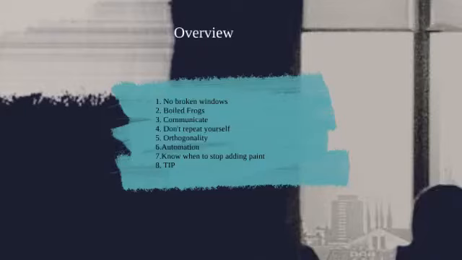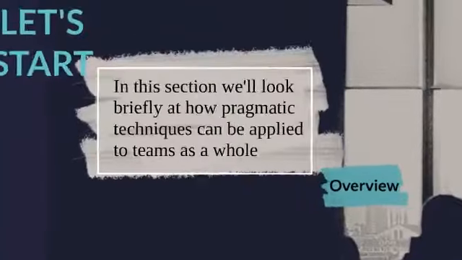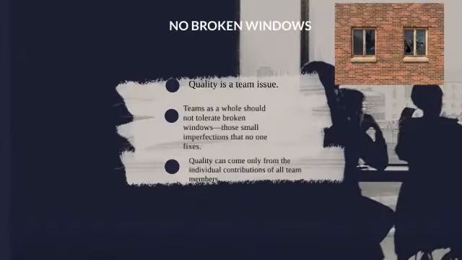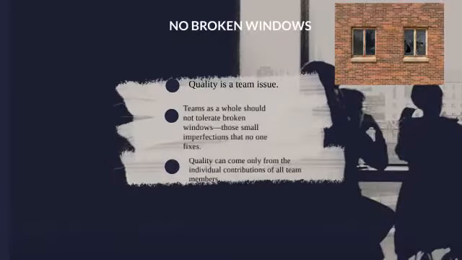Now, let's see the first pragmatic technique, that is broken window. So, no broken windows. Just like the broken window in this picture, which is not very interesting to watch, broken windows in a deliverable, that is, the bugs and issues or any problems with it, have to be fixed as soon as possible. Now, let's see how it can be worked out as a team.